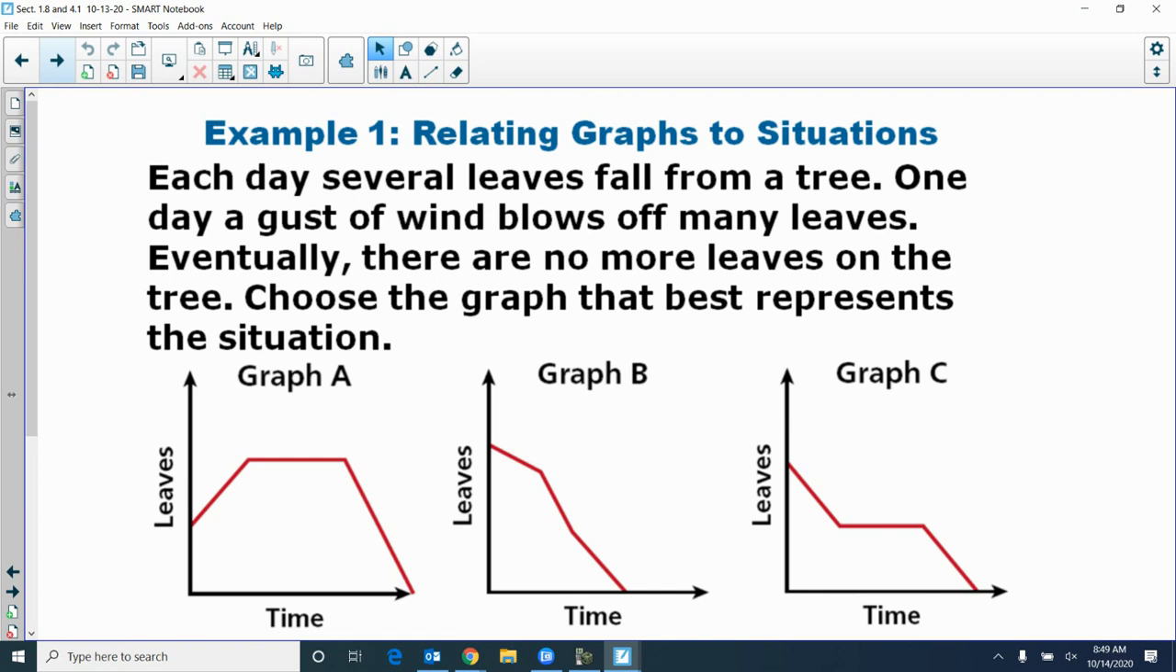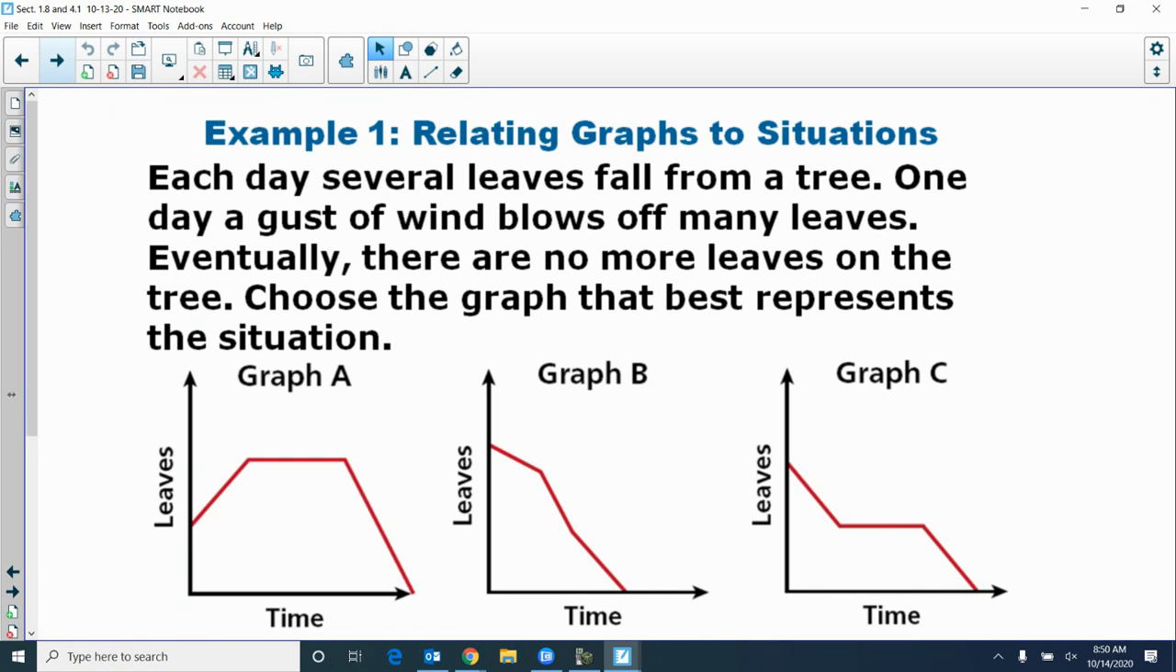All right, so you got that at the top. It says each day several leaves fall from a tree. One day a gust of wind blows off many leaves. Eventually there are no more leaves in the tree. Choose the graph that best represents the situation. So you got to understand, this is the number of leaves. What does it mean to be increasing? What does it mean to be constant? What does it mean to be going down?